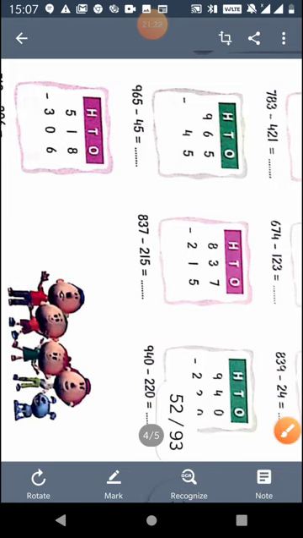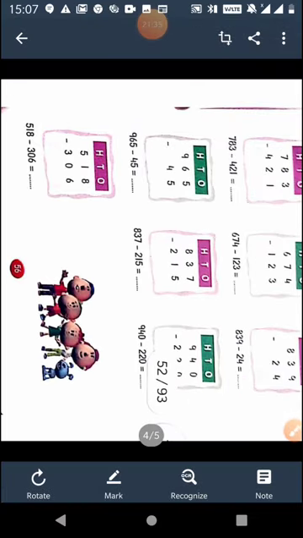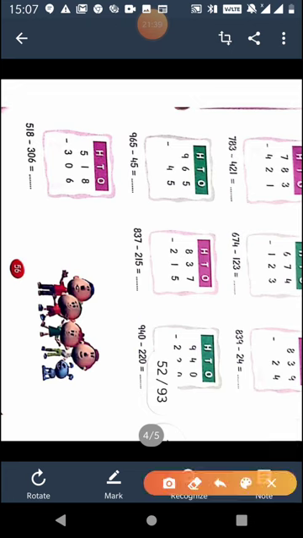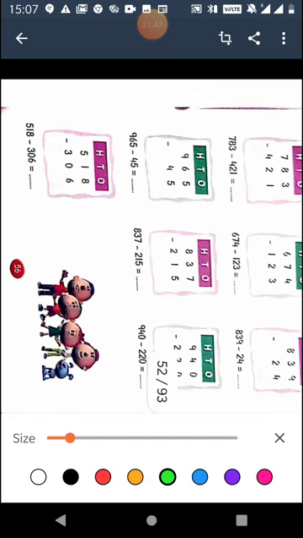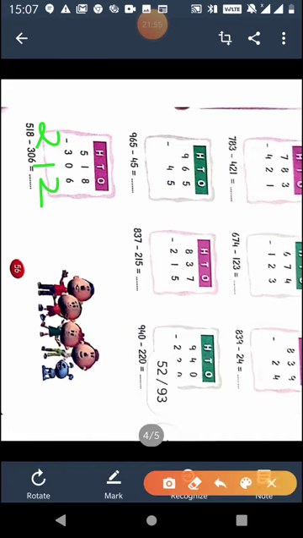And the last one is 518 minus 306. Subtracting the ones, we get 8 minus 6 is equal to 2. 1 minus 0 is equal to 1. And 5 minus 3 is equal to 2. So 518 minus 306 is equal to 212.